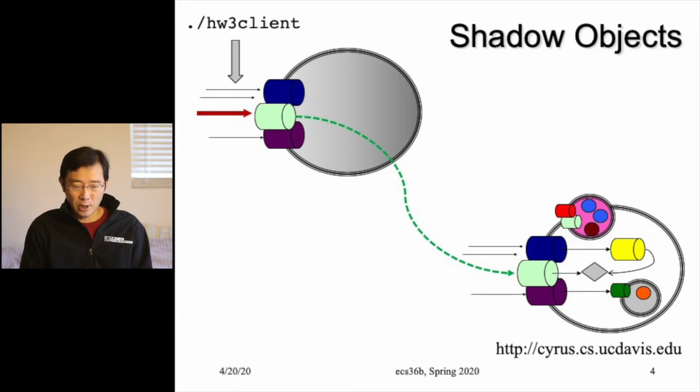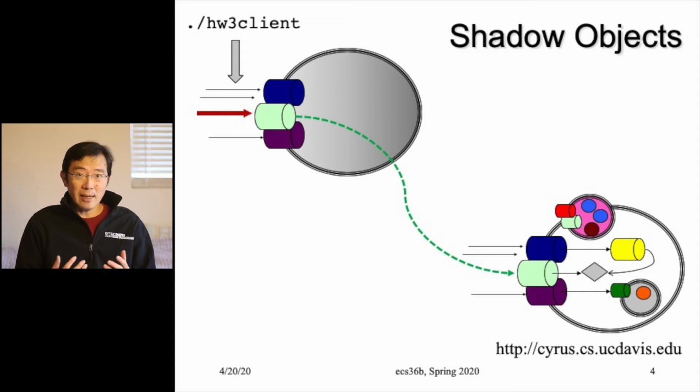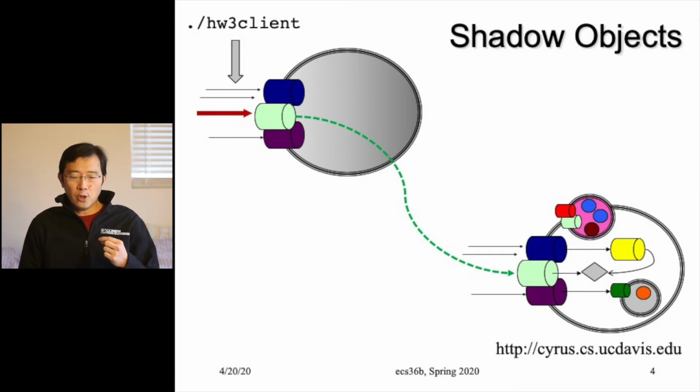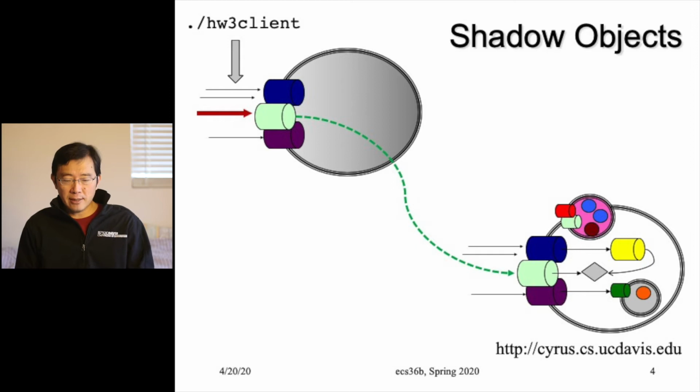In this picture that you're seeing right now, this is in fact the scenario for your homework assignment number 3. So you have a real object in a different locality, on Cyrus, for example. And then you have another instance of the object, which we call a shadow object, representing the same object but located nearby on your machine, even within the same application.